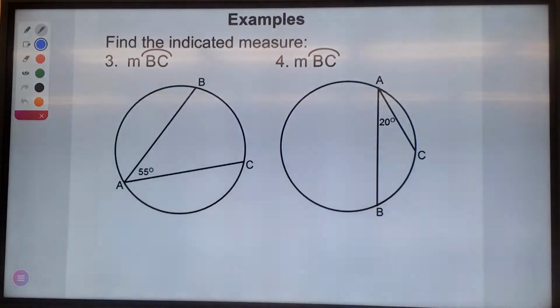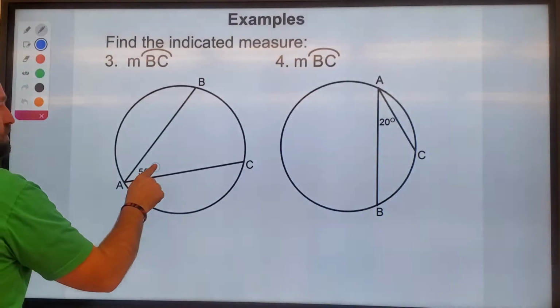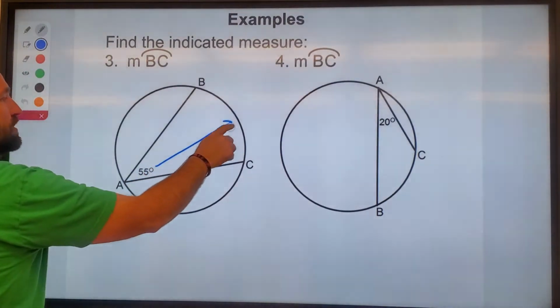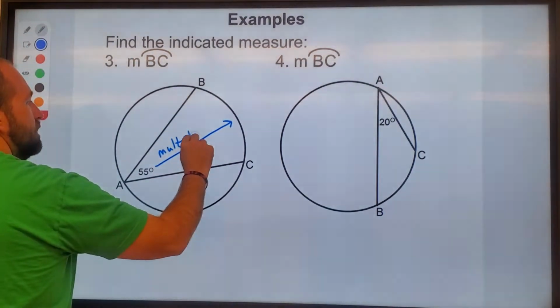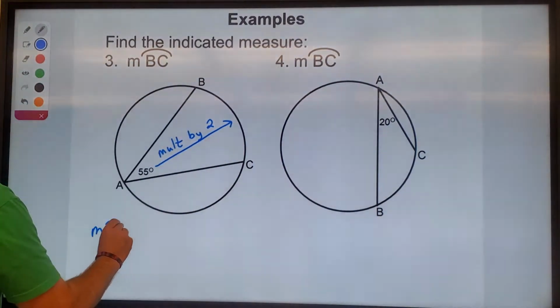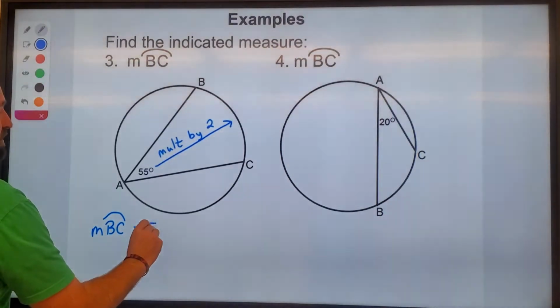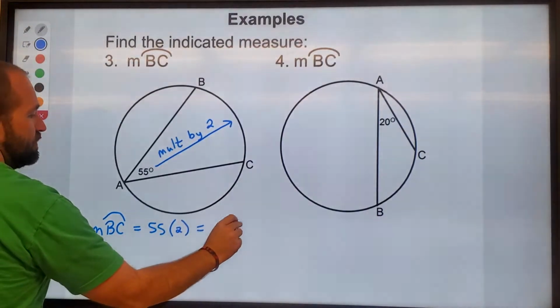Examples 3 and 4. Again, make sure you're paying attention to the measures that I'm asking for. They are not this simplistic on the paper itself for homework. All right, but again, it's a combination of things. So here, we're going to find the measure of BC. I want to know this arc. I give you the piece in here. I give you the inscribed angle. So again, if I'm working my way out, I'm going to multiply by 2. Okay, so the measure of arc BC is equal to 55 times 2, which is equal to 110 degrees.